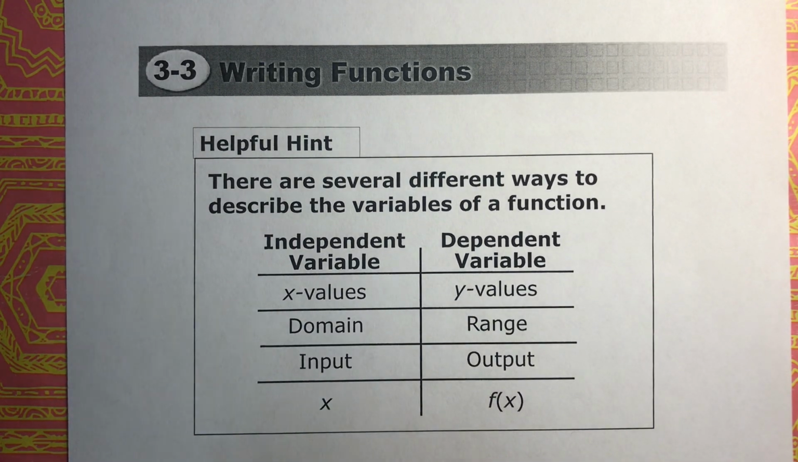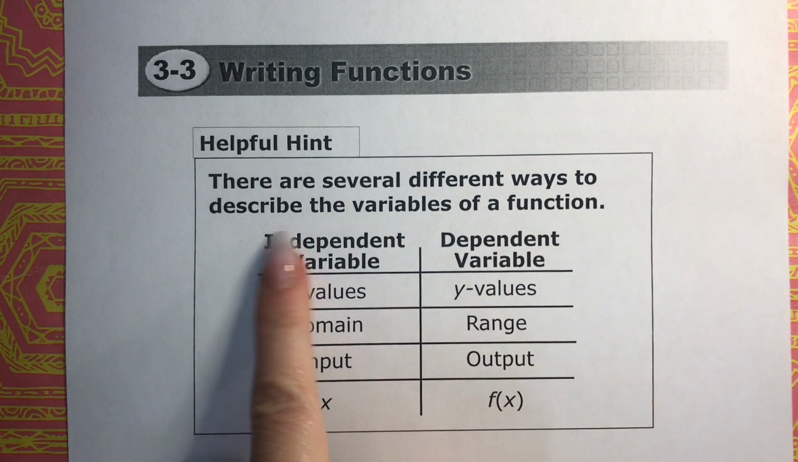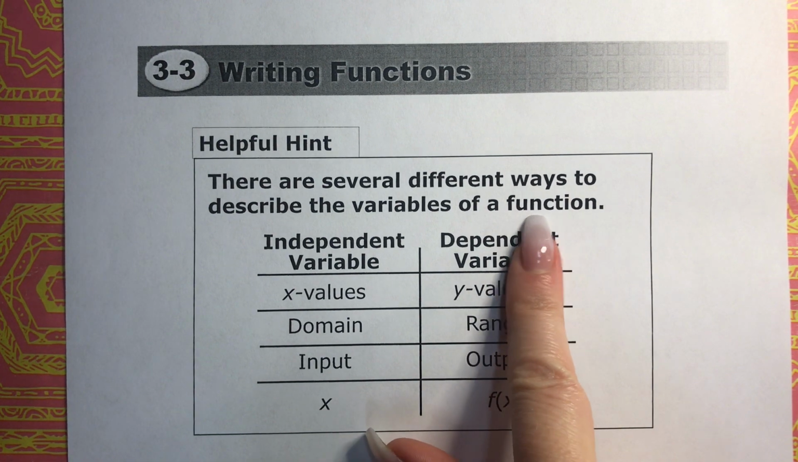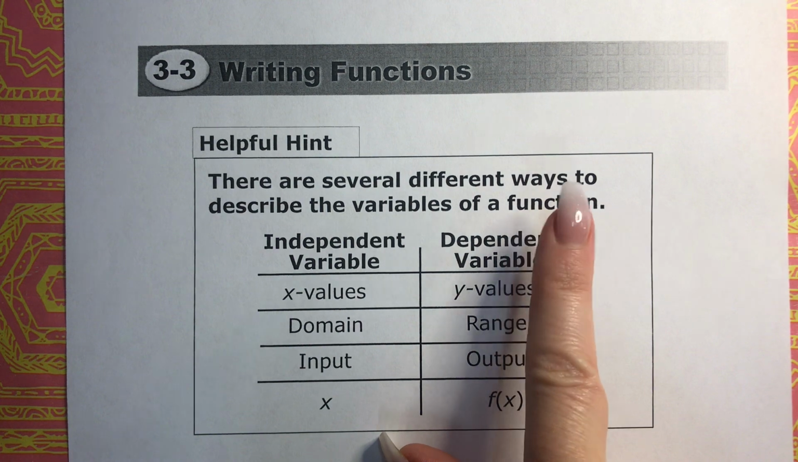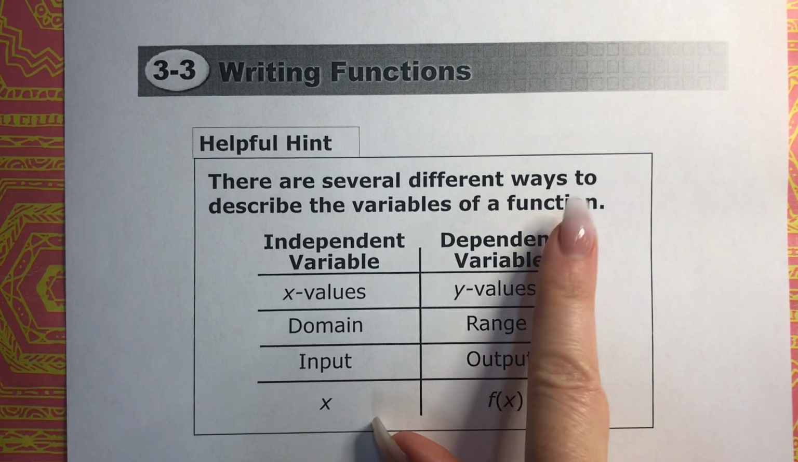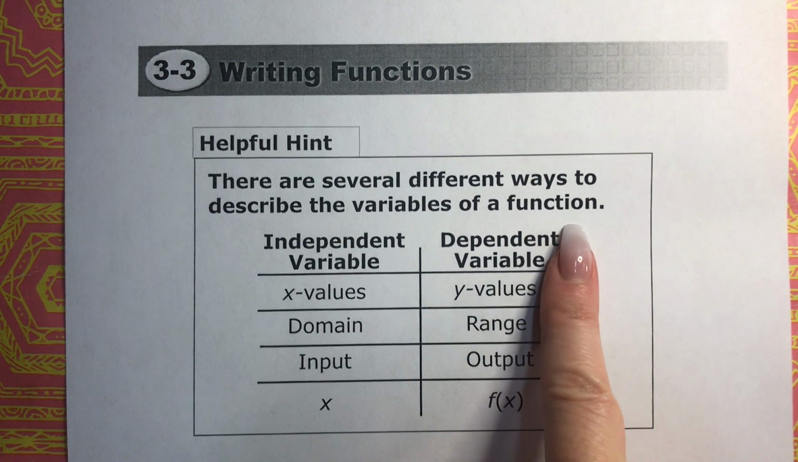All right, so we have talked a lot about terminology, so let's just review it one more time. There are several different ways to describe the variables of a function, and remember, a function is something where every domain value has exactly one range value, okay? So we're talking about functions and the different variables that are within functions.